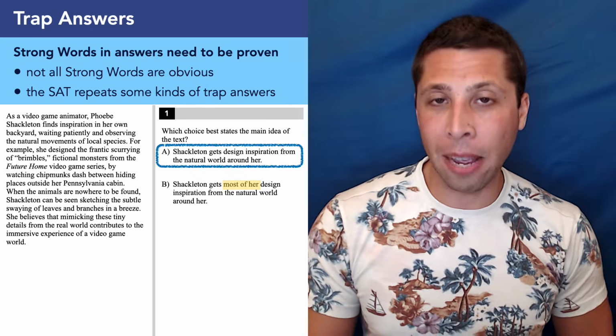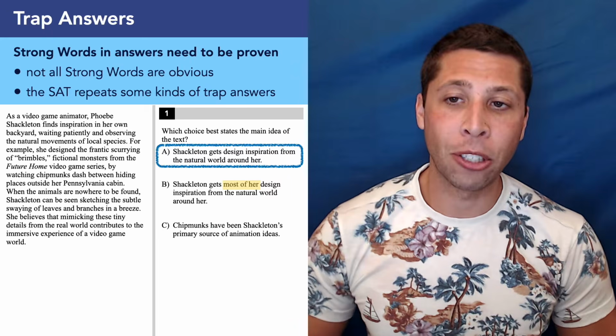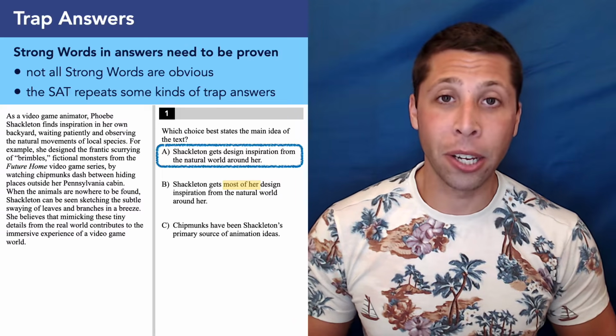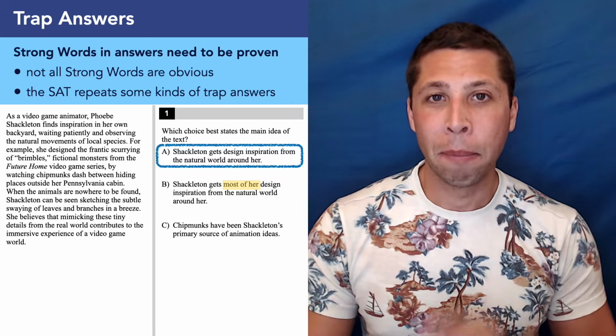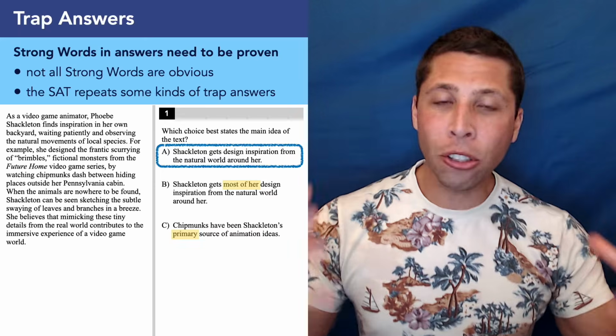Let me give you another example here that's a little bit different, and you can see where this is going. Chipmunks have been Shackleton's primary source of animation ideas. Well, yeah, it seems pretty good. They talk about the chipmunks. It seems to be a pretty important example that inspired her. But I'm bothered by the word "primary." That's another very strong word.